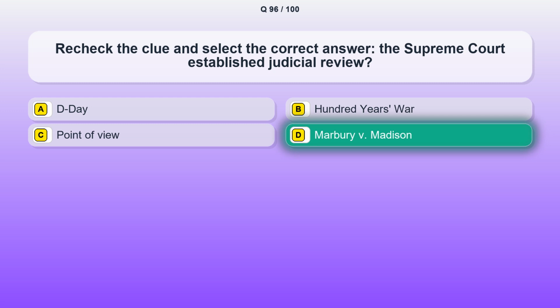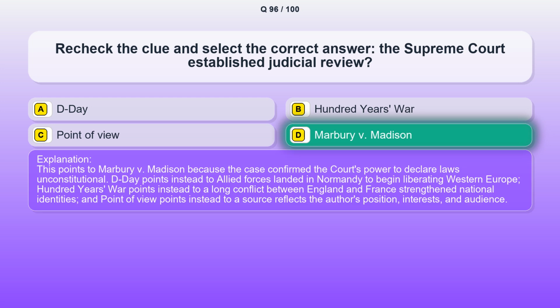The correct answer is option D, Marbury v. Madison. This points to Marbury v. Madison because the case confirmed the court's power to declare laws unconstitutional. D-Day points instead to Allied forces landed in Normandy to begin liberating Western Europe. 100 Years' War points instead to a long conflict between England and France strengthened national identities, and Point of View points instead to a source reflects the author's position, interests, and audience.